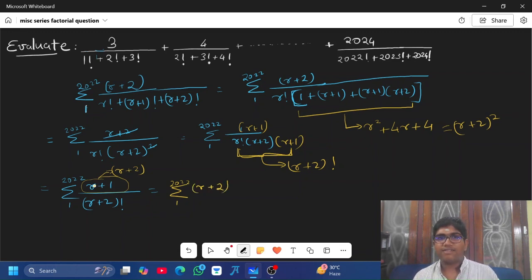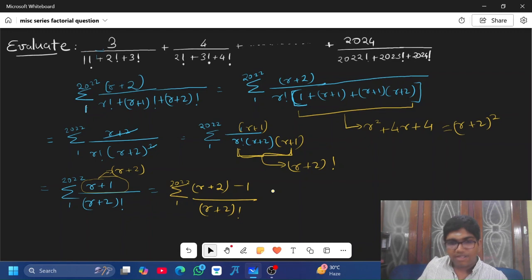Degree is 1, therefore no other term is necessary. Now simplify so that you get the same numerator. You cannot change it. So you subtract 1 to get the same thing divided by r plus 2 factorial. Okay. The good thing about this expression is you can simplify this further.